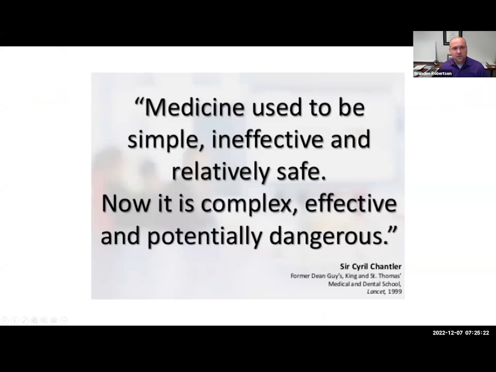So medicine used to be simple, yet it was ineffective and relatively safe. Now it's complex, it's effective, but it's potentially dangerous. And that's something that, for folks in a highly reliable organization, needs to continue to be in the back of your mind all the time. And I'll get to the why.